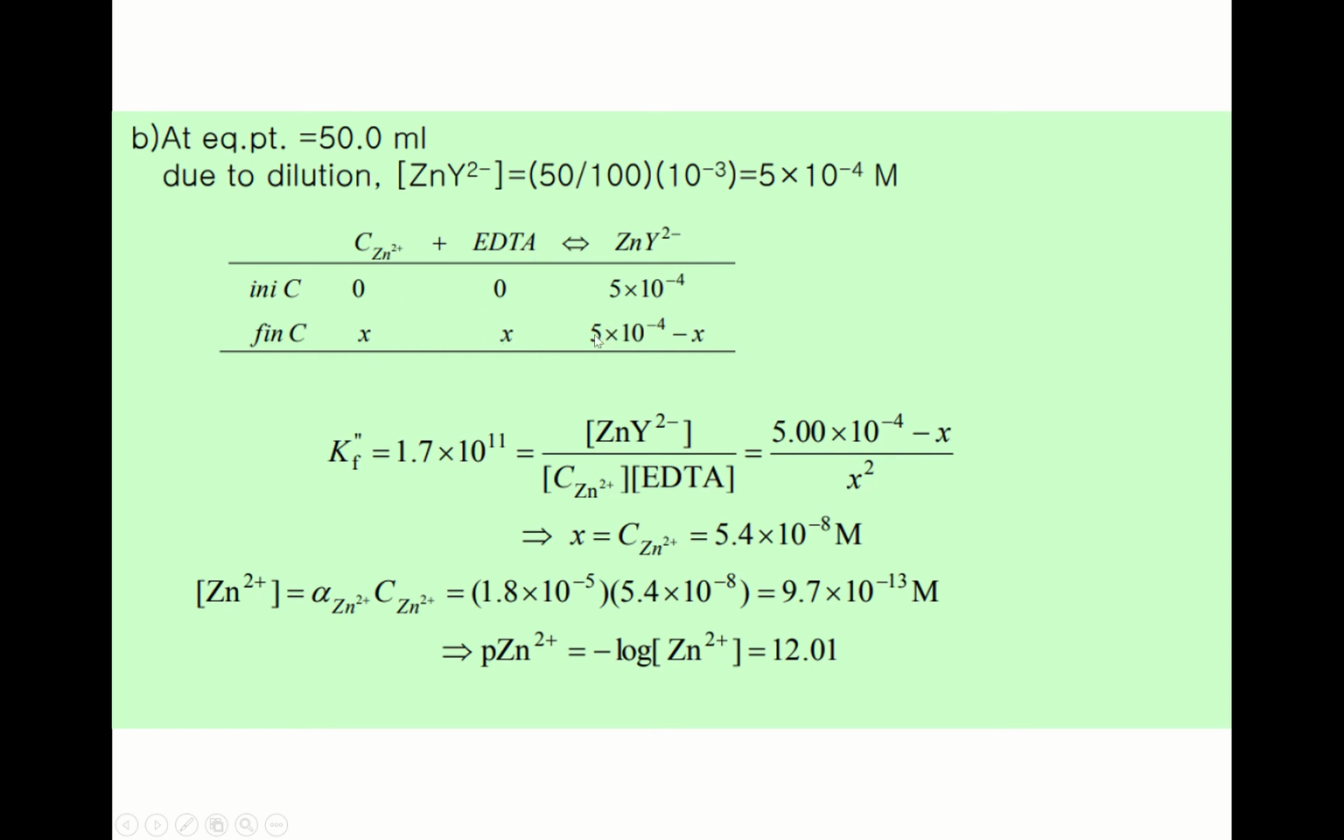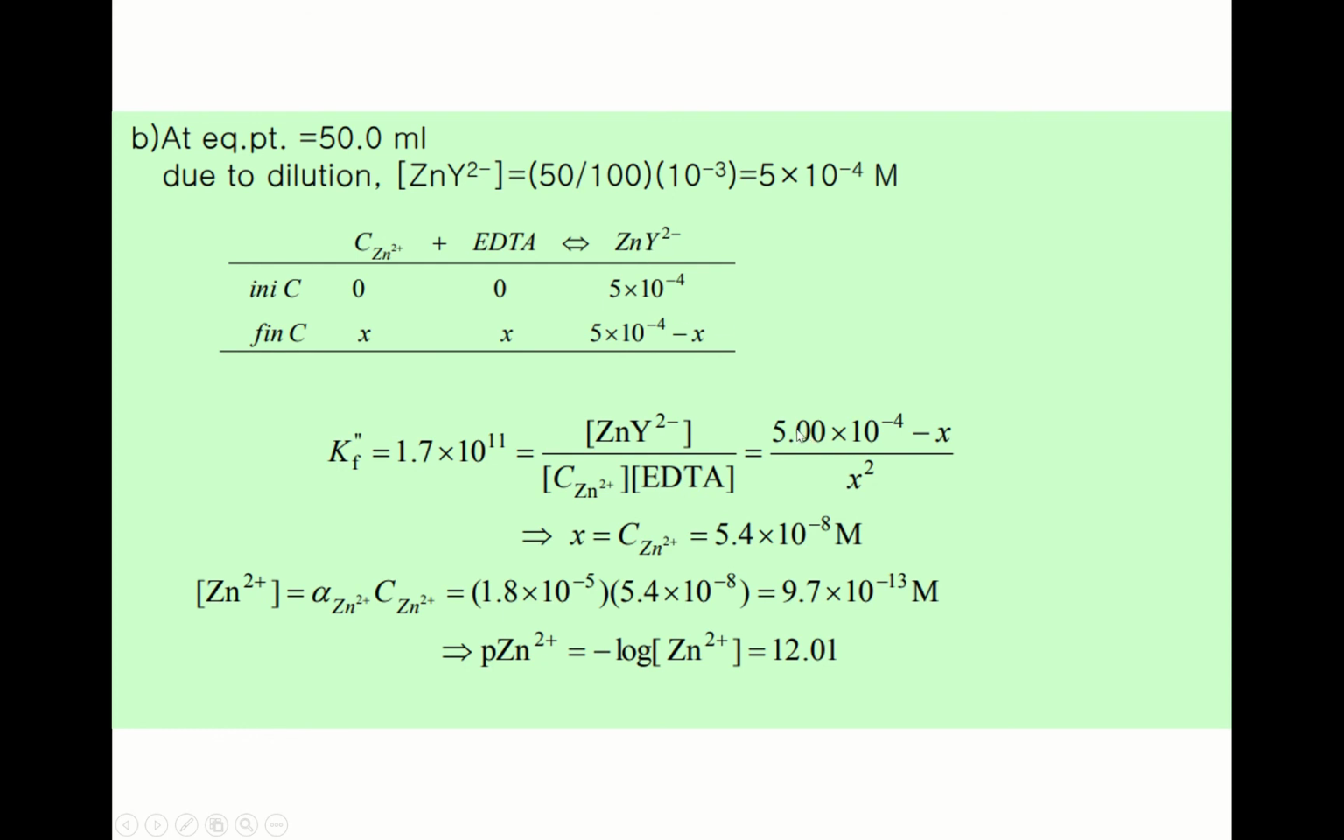And then we use the effective conditional formation constant, in this case not the conditional formation constant. Pay attention here, Kf double prime should be used. Why? Because although zinc ion is delivered from the zinc EDTA complex, this free zinc ion is again complexed with the ammonia molecules.